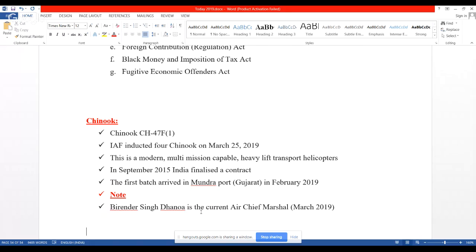Apart from that, you should also remember who the Air Chief Marshal is, right? As of now, this is the gentleman on the screen here. Birender Singh Dhanoa is the current Air Chief Marshal.